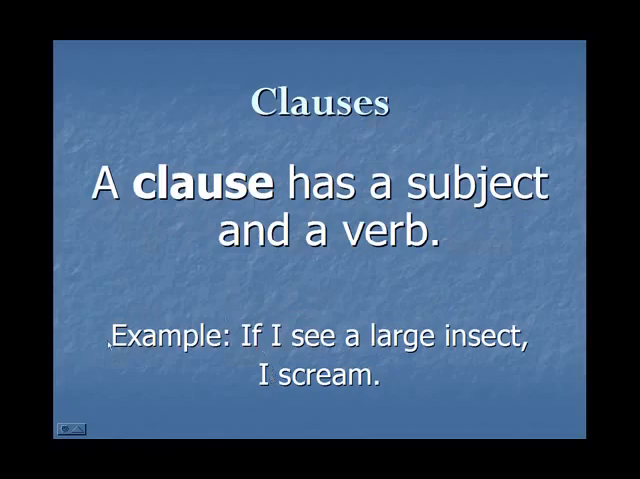Now, the 2 parts actually have a name in grammar. We call them clauses. And a clause is a group of words that has a subject and a verb. So a clause has a subject and a verb. Example, down here, if I see a large insect, there's clause 1, subject, I, verb, see. Here's clause 2, I, and scream, subject and verb.